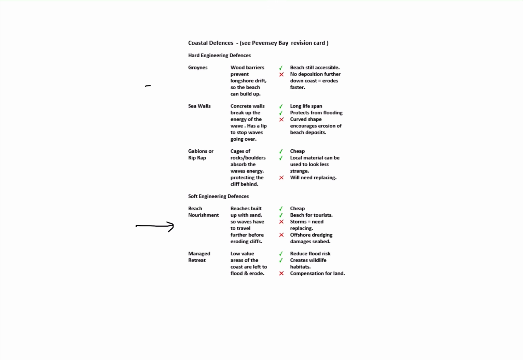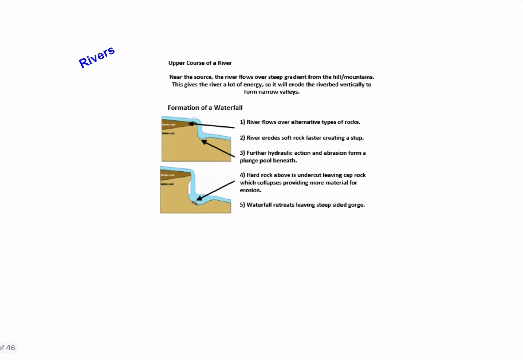You've also got some work at Pevensey Bay with groins to try and prevent longshore drift and trap that material. Still leaves the beach accessible, but what you might see is no deposition further down the coast. So it might leave some more cliffs a little bit more vulnerable to erosion further along the coast. Worth bearing in mind. For rivers then, I've broken this down into upper, middle and lower course of the river.